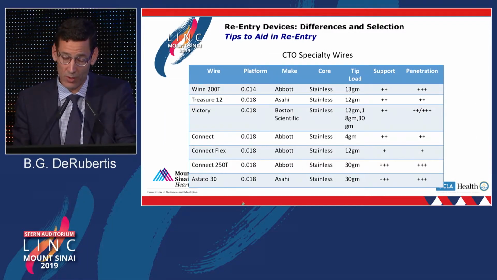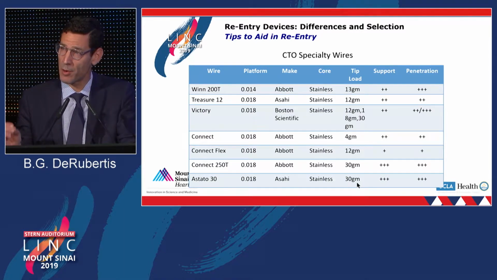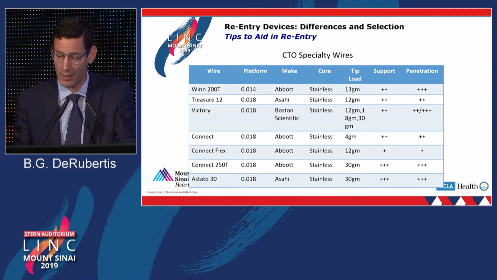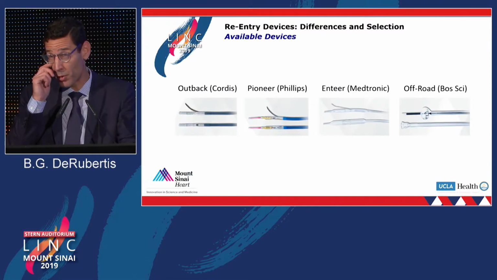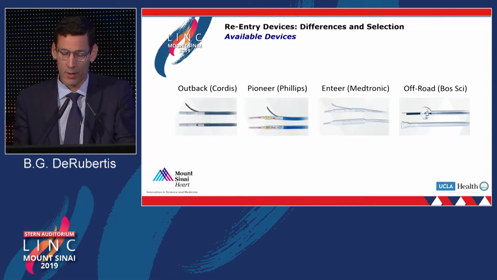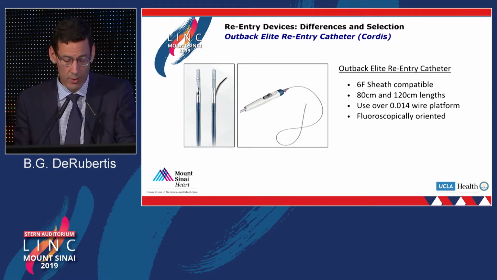So these are some of the CTO wires on the market now, and they typically will have between 12 and 30-gram tips, and often they're tapered at the tip, and this gives you a lot of penetration power to pop into that reentry point. If these techniques don't work, there are a number of available reentry devices on the market. The Outback, Pioneer, Viance, and OffRoad are ones that are commonly used and available in the U.S. I'm going to go over each one of these real quickly.